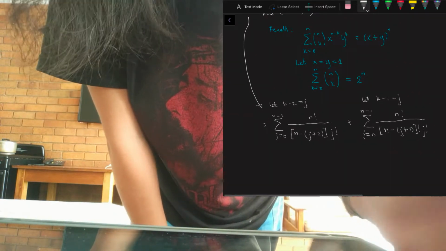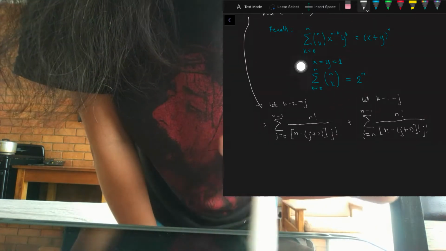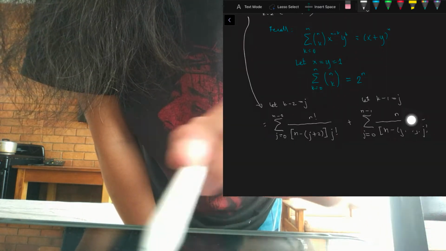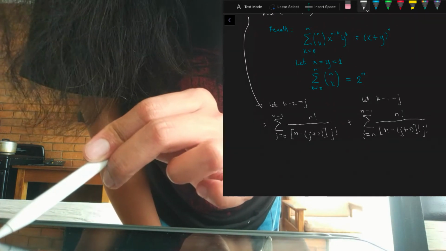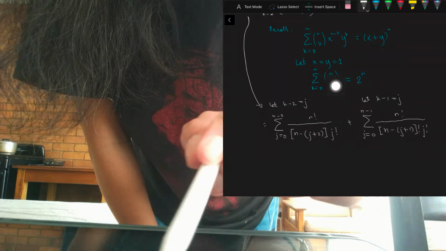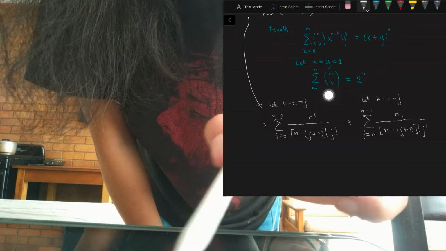Okay? So note that in our identity, you have 2 to the n. The upper limit of your summation has to be n. But here our summation limit is n minus 2. So the upper limit of the summation should look like the upper argument of your binomial coefficient n choose k.